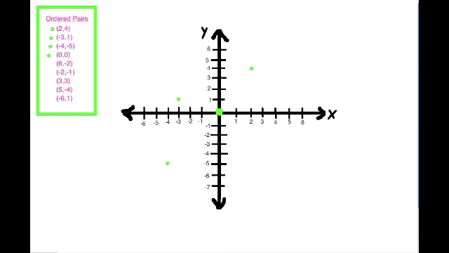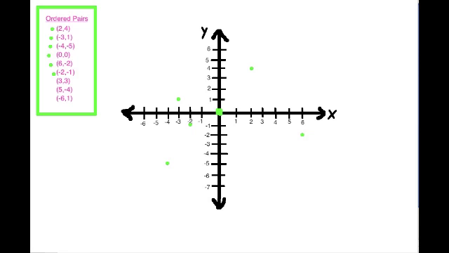The next point we're going to look at is 6, -2. We go over to the right 6 on the x-axis and down -2. That is located in the fourth quadrant. The next ordered pair we're going to take a look at is -2, -1. Go over to the left on the x-axis over -2 and then down -1. That is also located in the third quadrant.